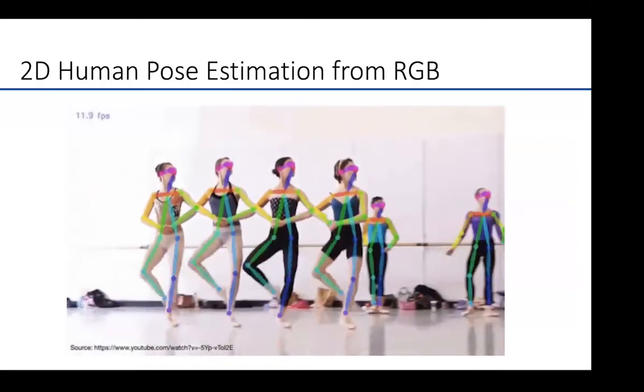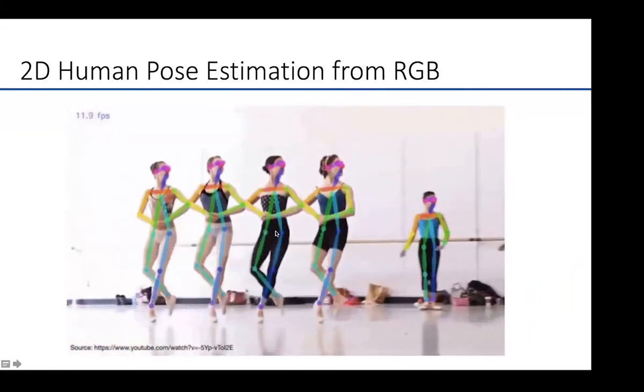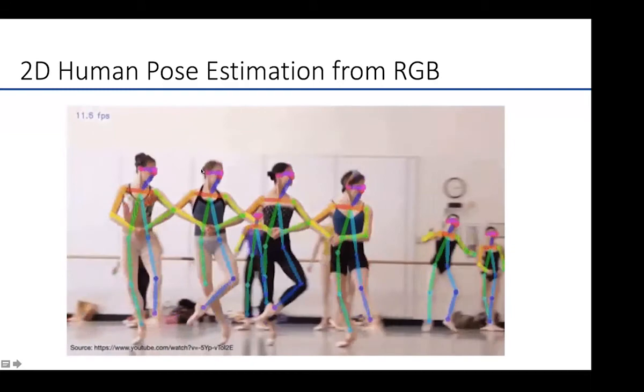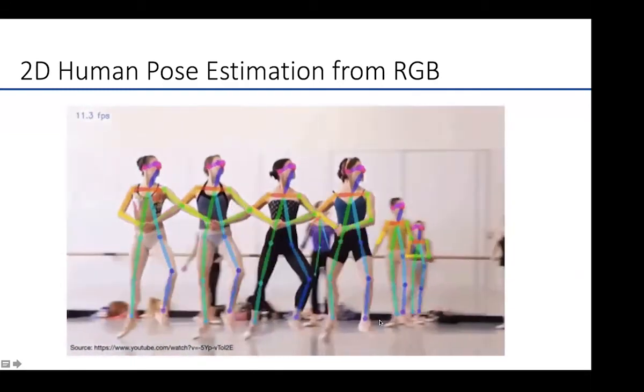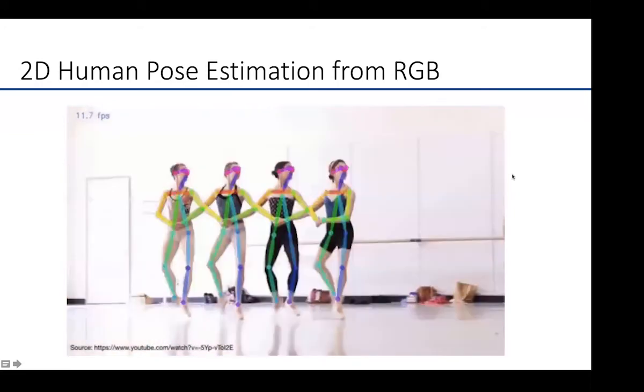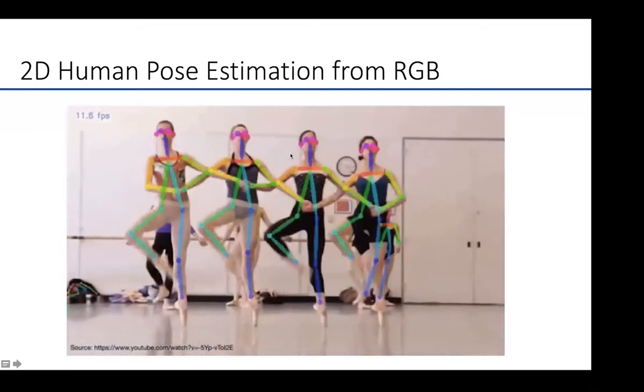So there are some examples. So it is 2D because we have locations on the image plane, human because it shows humans, and RGB data because it is RGB video. And as you can see here, eyes and ears are labeled as well.